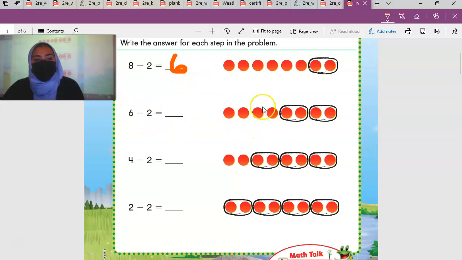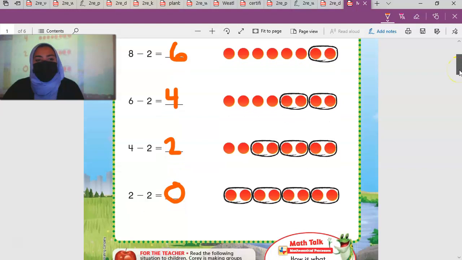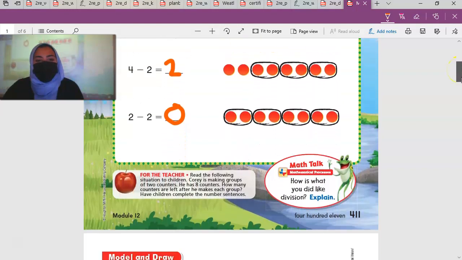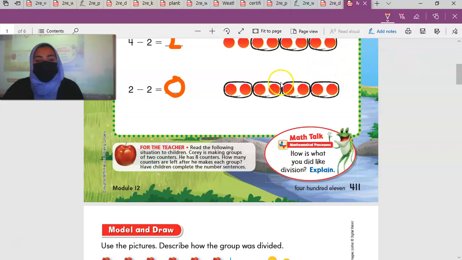6 minus 2 more, so if I take 2 more away, how many do I have left? 4. Now take away 2 more, how many do I have left? 2. Now take away 2 more, how many do I have left? 0. So what they did is they grouped it in groups of 2. So basically it was 8 divided by 2 is 4: 2, 4, 6, 8.